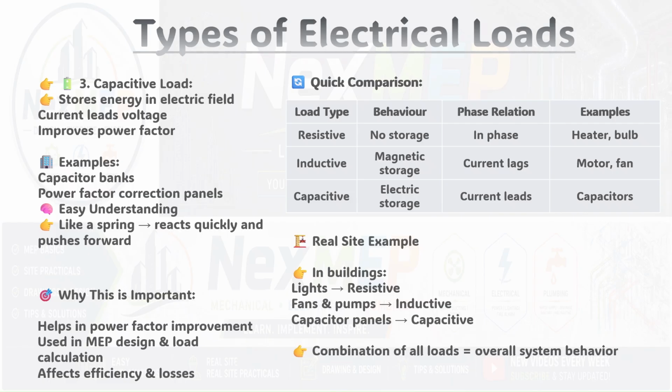In a real building, you'll find all three types. Lights are resistive, fans and pumps are inductive, and capacitor panels are capacitive. When you combine all three types in a building, the overall system behavior depends on which type dominates. That's why MEP engineers always do a load calculation before designing a system.